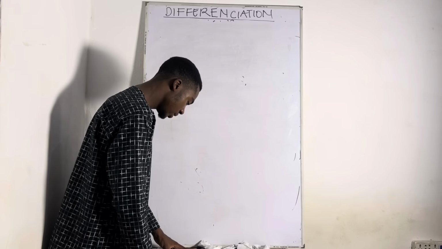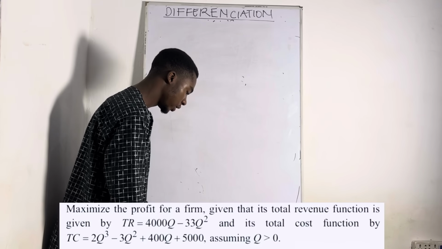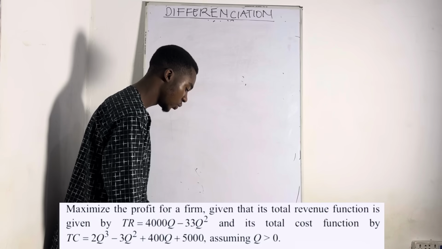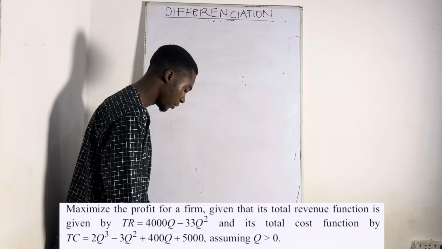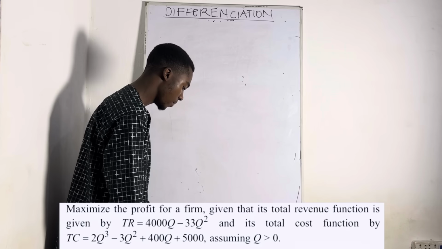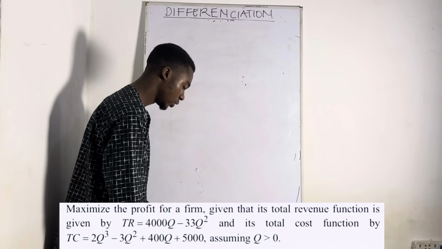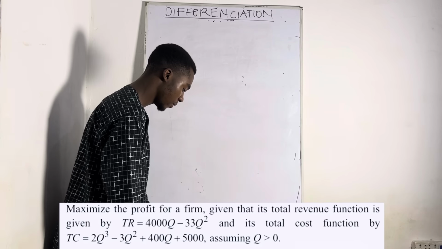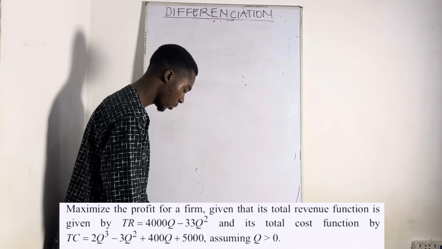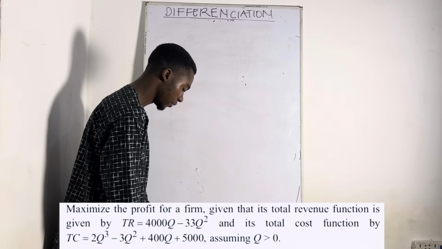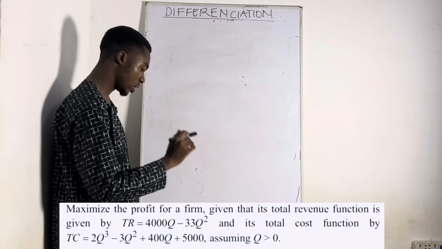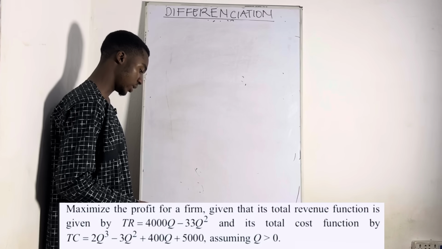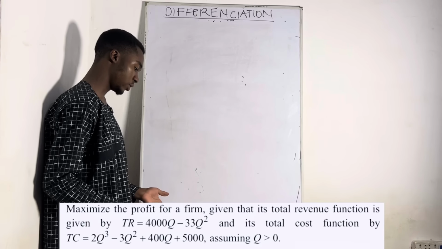So now the question says: Maximize the profit for a firm, given that its total revenue function is given by TR, which is total revenue, is equal to 4,000 Q minus 33 Q squared, and its total cost function is given by TC is equal to 2 Q cubed minus 3 Q squared plus 400 Q plus 5,000. Assuming Q is greater than 0. All right, so you've been given the total revenue and the total cost function, and they're asking you to find the highest profit you can make.